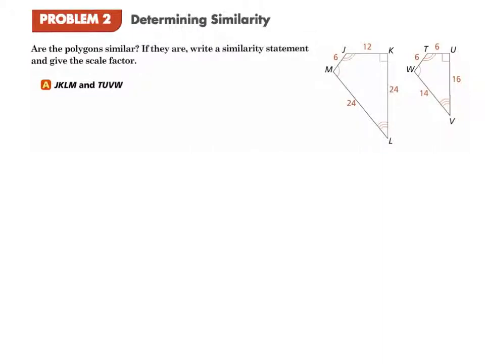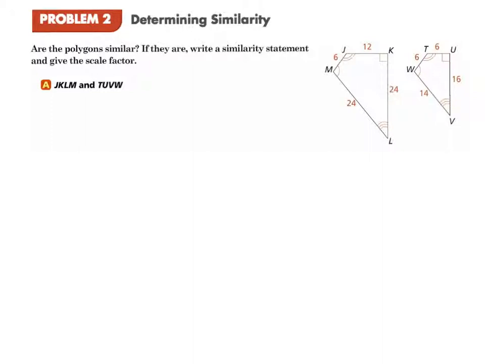Problem 2 is determining similarity, and it says, are the polygons similar? If they are, write a similarity statement and give the scale factor. Well, the first thing we should do is identify pairs of congruent angles. Taking a look at JKLM and TUVW, J and T are congruent because of the two little marks. We've got K and U are both 90 degrees. L and V are both congruent because it gives us the 3 marks. And then M and W are also congruent.